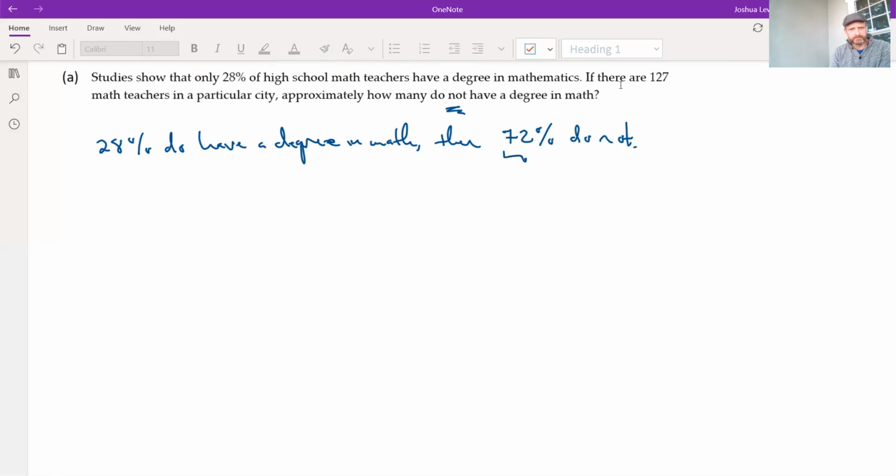Where did this come from? Well, it's 100% of math teachers minus 28% that do have a math degree, okay? And so now what we're saying, there are a total of 127 math teachers. So of those 127 math teachers, we estimate that 72% of them do not have a math degree. We cross multiply.